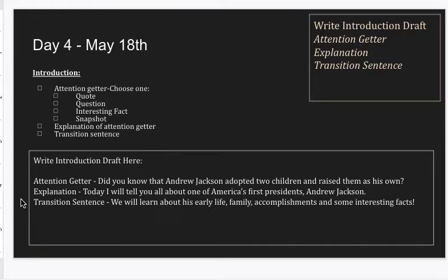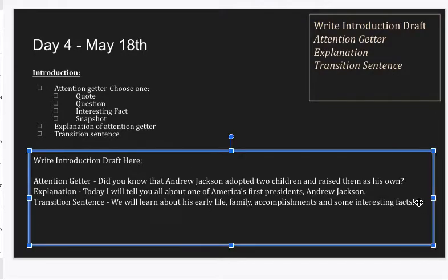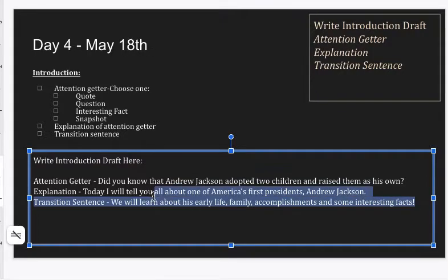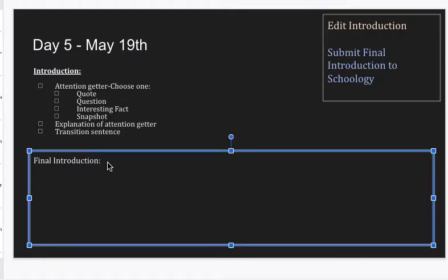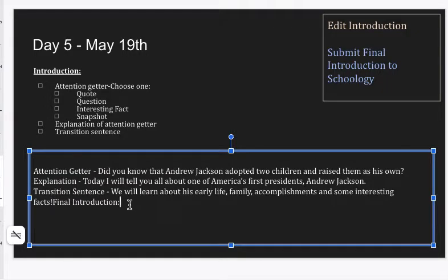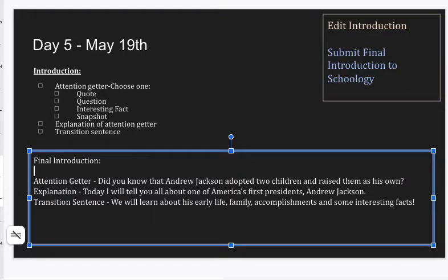Okay, so there's my draft. We have a separate slide that we're going to work on today to write our final draft and shift our perspective. So what I'm going to do is I am going to copy everything that I wrote yesterday. I'm going to paste it on my final draft slide. I'm going to move this back up here. And now it's time to shift the perspective.